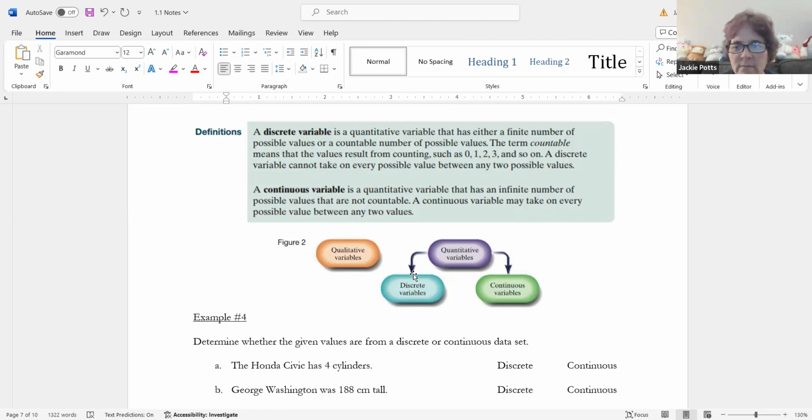Think of height. Is everybody exactly 5 foot, 6 foot, 7 foot? No. I'll tell you right now, I'm 5'3". Yeah, I'm short. But that's partials.